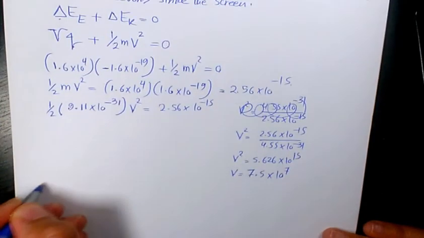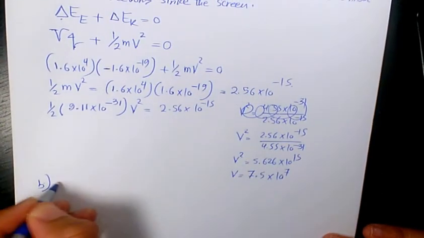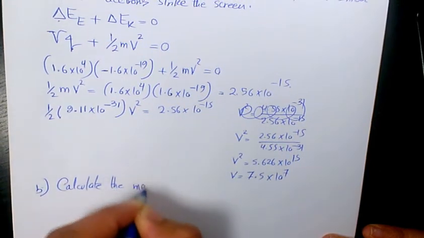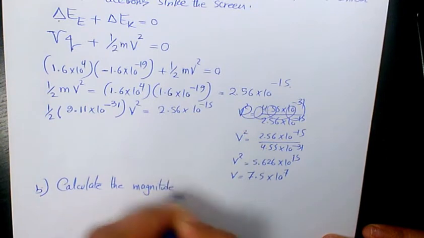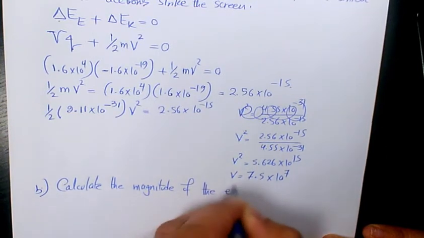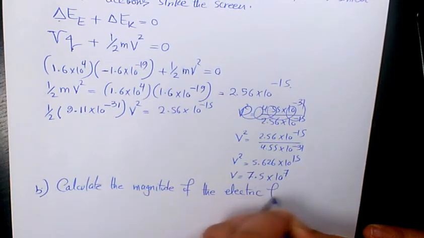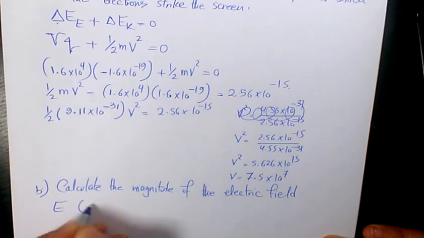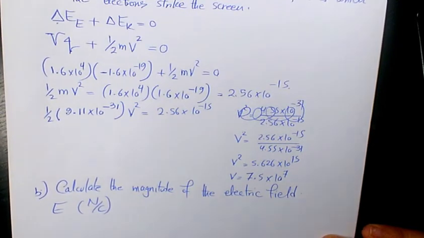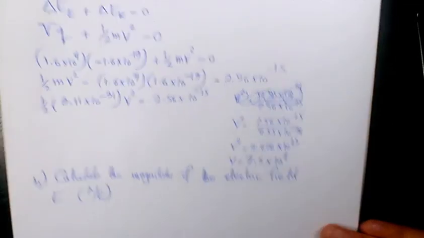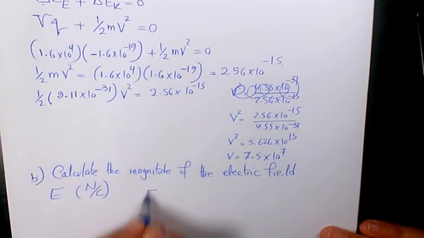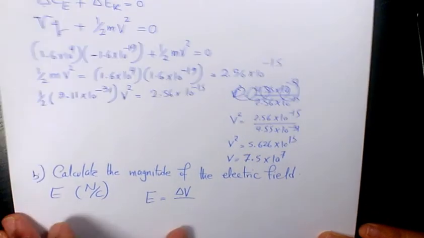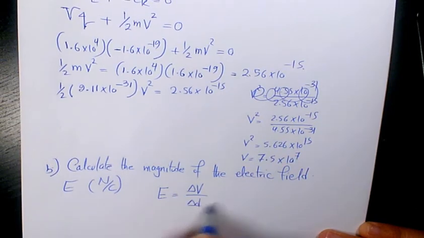The second part of this question is saying to calculate the magnitude of the electric field. Electric field is E and is in terms of Newton per Coulomb. How to calculate it? We can say E equals ΔV, which is the potential difference, divided by Δd.